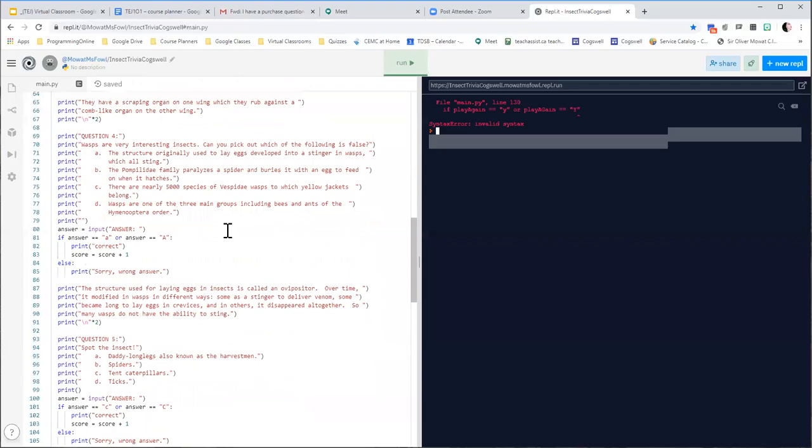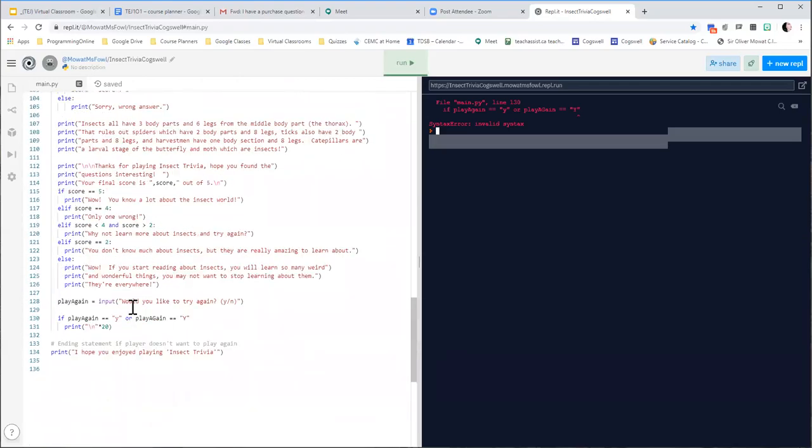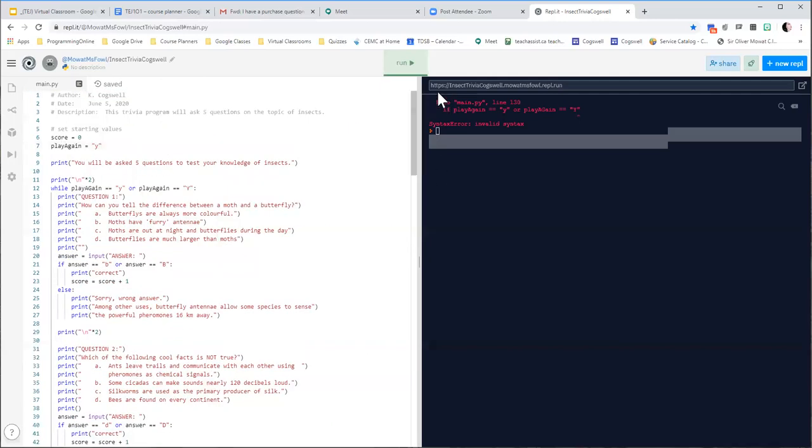This if structure down at the bottom. I forgot. I bet everybody noticed that but me. Run. Forgot something else? What's that mean? Play again is not defined. Did I spell it differently? Oh, that's an uppercase G.